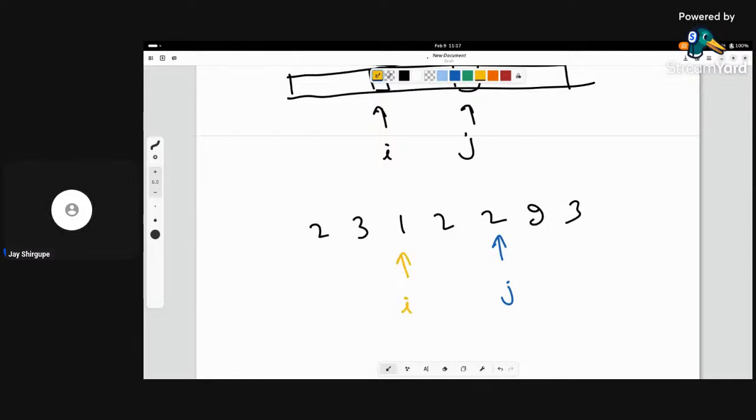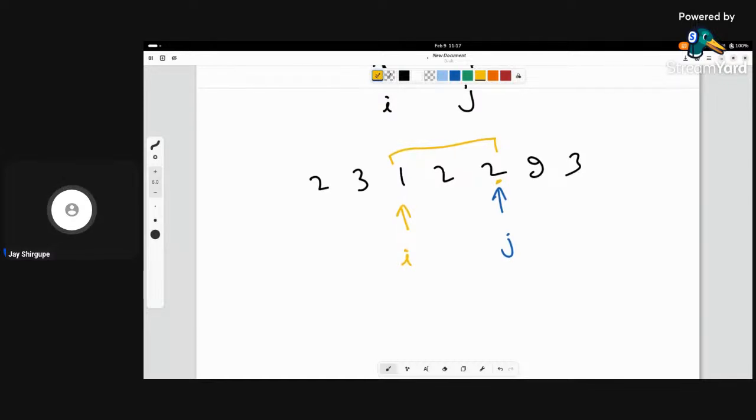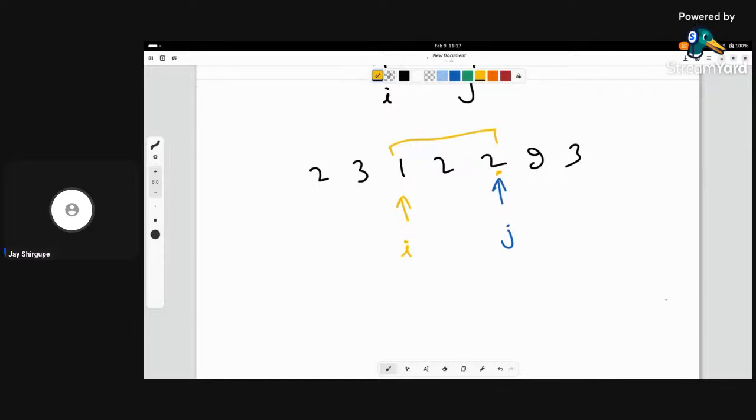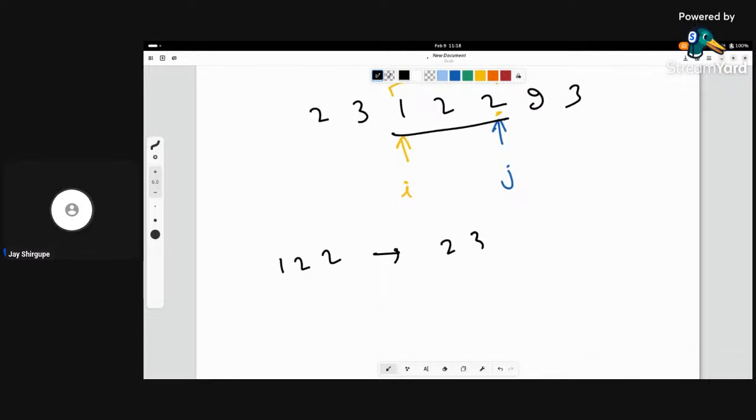All right, what is this number? You know that this is j, but what is this number? How can you represent this number such that you can get your number of i's in O(1) or something? If you look at this number, from i to j, the number formed is 1, 2, 2. But you can also represent this 1, 2, 2 number as 2, 3, 1, 2, 2 minus 2, 3, 0, 0, 0.